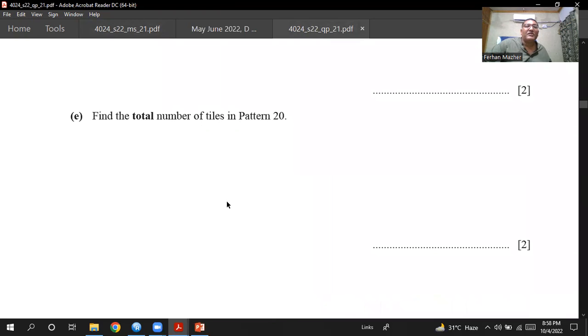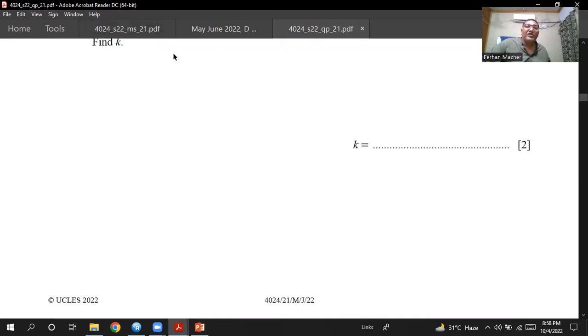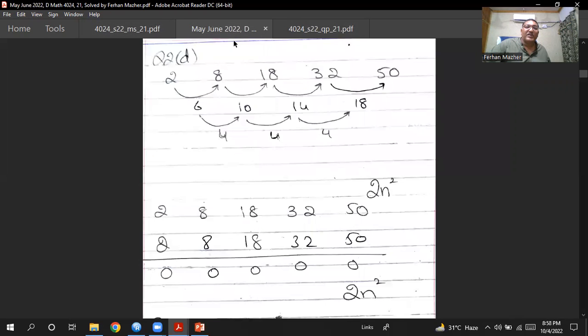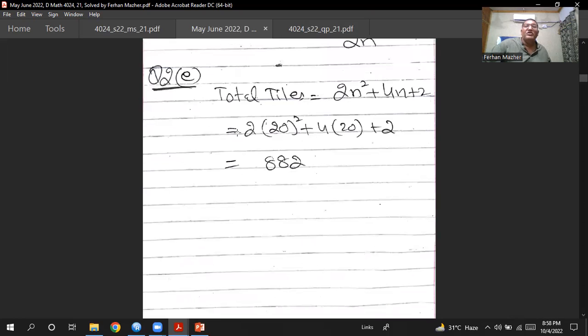He says find the total number of tiles in the pattern 20. So for the total number of tiles, we know the formula for the nth term of the gray tiles, that is 4n plus 2. We know the nth term for the white tiles, that is 2n squared. When you add those two, you get the total tiles. So it will be 2n squared plus 4n plus 2. He says the 20th pattern. So in the place of n, I will put 20. So you will have 2 into 20 squared plus 4 into 20 plus 2. And that will give you 882 tiles.